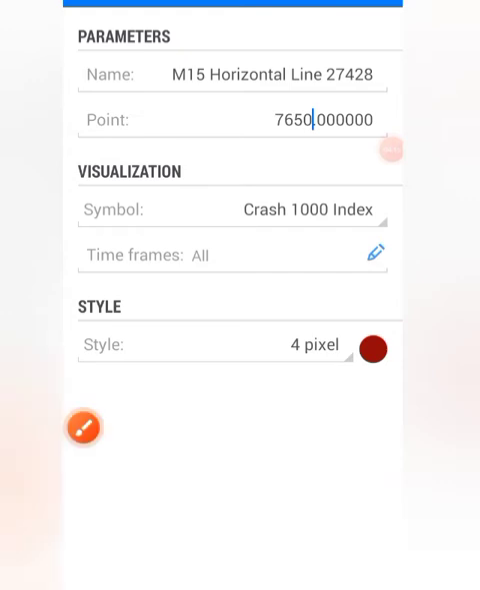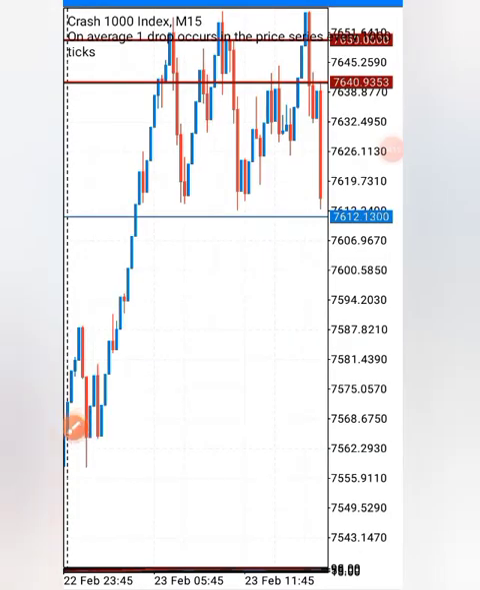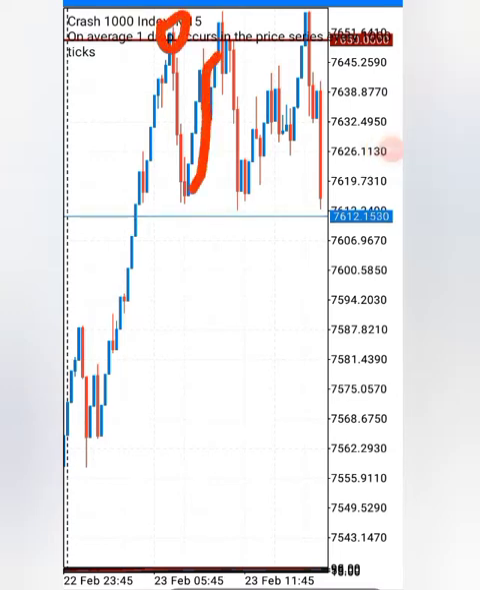So here we are. This is what we have. So when the market now comes back to this very point, guys, you are looking out for two things: the previous swing high and the psychological level.